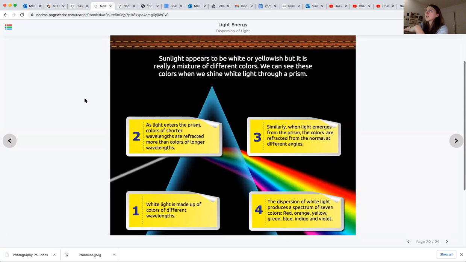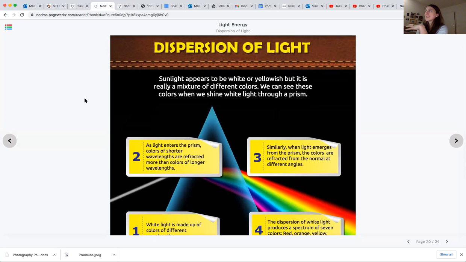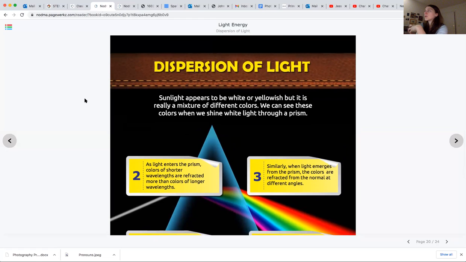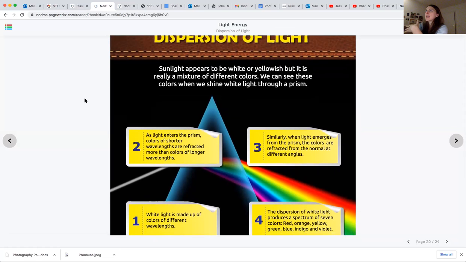So do have a look at this particular book, which is the Light Energy book within the NODMA, and please look at the one that is for Rebecca, Lucy, or Anna. I sent the login details in the email, because in that way you can use these resources and adapt them in your own way.